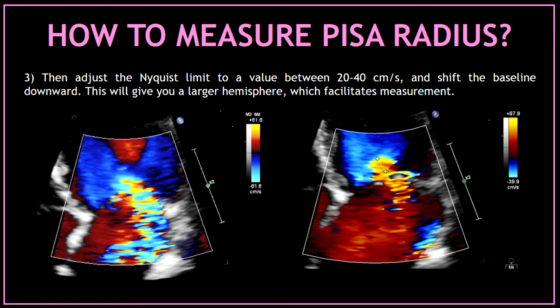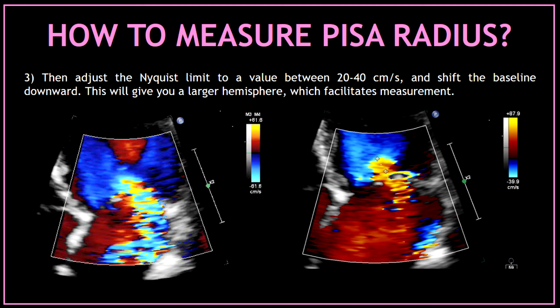So again, this is the same image. On the left side, I have a mitral regurgitation and I want to measure the PISA. As you can see, the color scale is 61. Both numbers, the top one and the lower one, are 61. Because the mitral regurgitation flow is going downward, I'm going to shift the baseline downward. And my goal is going to be to make the bottom number between 20 and 40 centimeters per second.